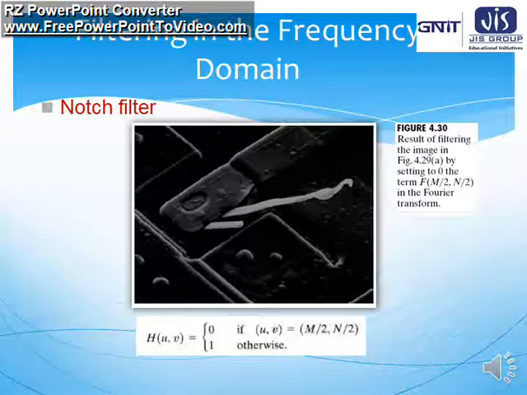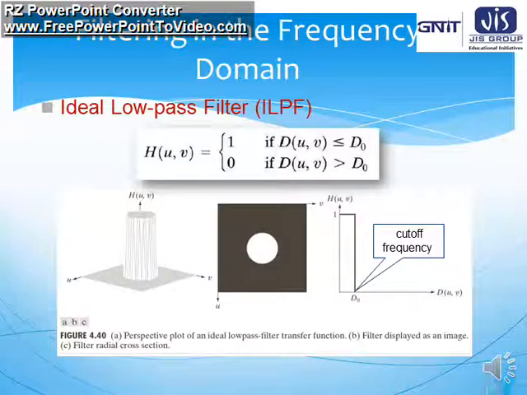Here, if we use a notch filter, the result of the filter is given in this image, where H(u,v) is 0 if (u,v) equals (M/2, N/2), and 1 otherwise. So the result of the filter is setting to 0 the term F(M/2, N/2) in the Fourier transform. This is another example of filtering in the frequency domain, a notch filter.